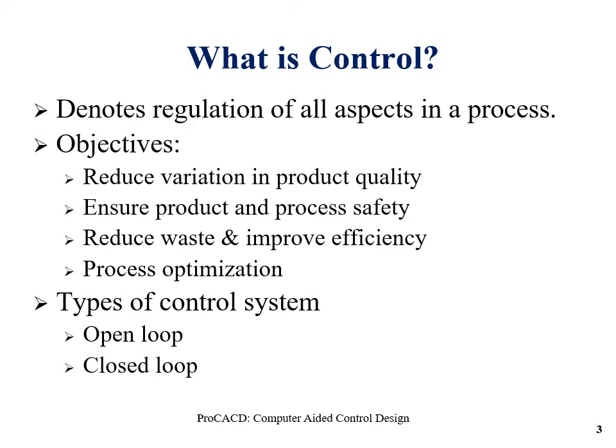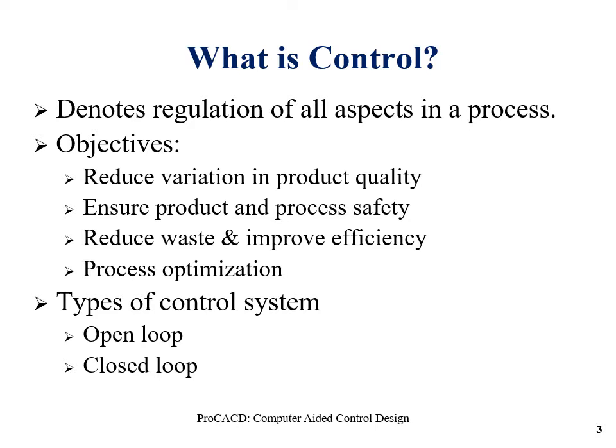And other important areas where the control structures or control methods will be helpful is in reducing the waste and improving the efficiency of the process. And this will overall help in reducing the manufacturing costs and improve the environmental performance of the whole process itself. Okay, of course these control strategies can also be used for process optimization.